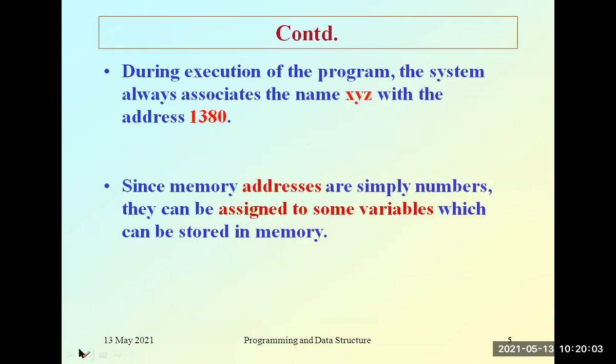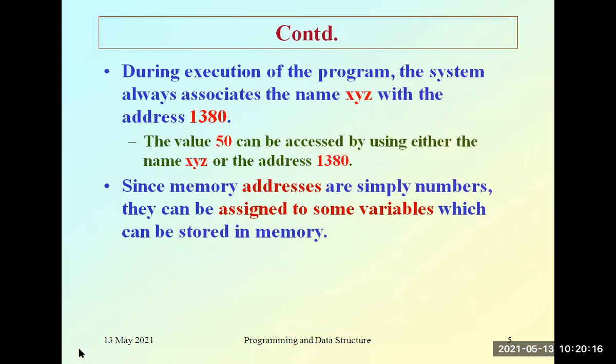Okay, so here the system always associates the name XYZ with the address. Here the address is a number, so we can directly assign it to a variable. If the address is only a number, it can be assigned to a variable.